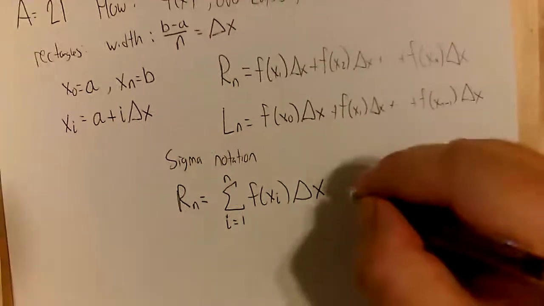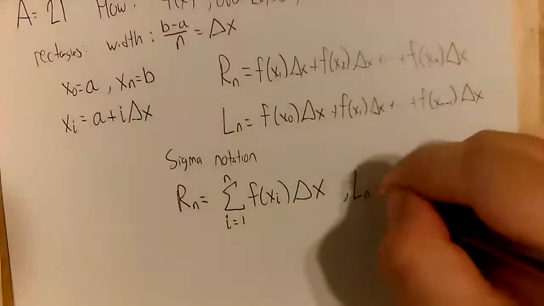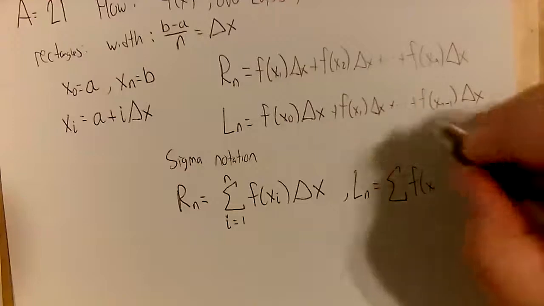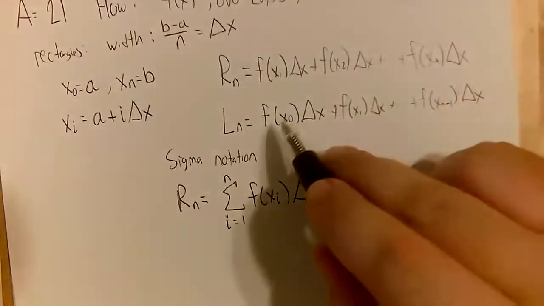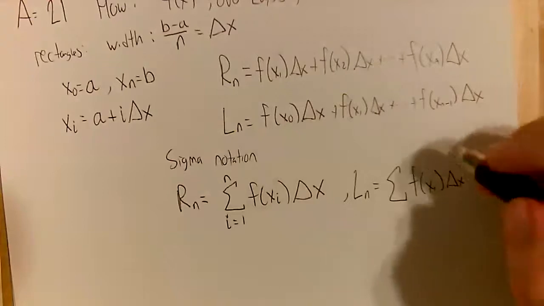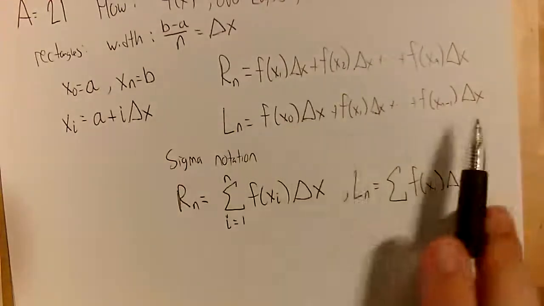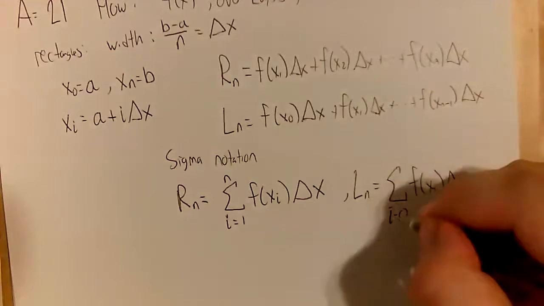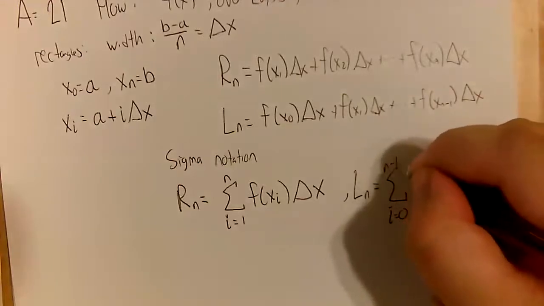So in the same way, the left-hand Riemann sums would be written just a little bit differently. The terms look the same as the right-hand ones. They're still f of x times delta x. So that part would be the same. The only thing that would be different would be the starting and ending values here. So this would start at 0 and go only to n minus 1.